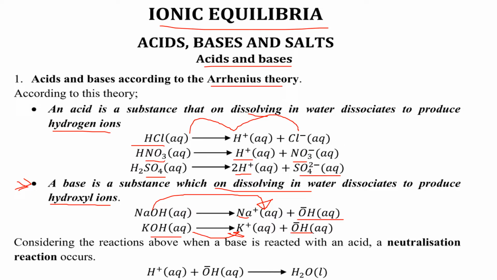Now considering the reactions that have been said above, when a base is reacted with an acid, we form what we call a neutralization reaction. So neutralization occurs when you react a base and an acid. Hydrogen ions from the acid react with hydroxyl ions from the base, which are all present in the solution, to form water, and water is neutral to the litmus paper, both blue and red. That's why we call it a neutralization reaction.